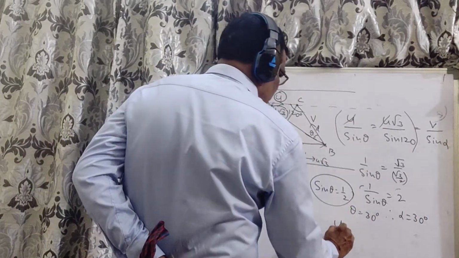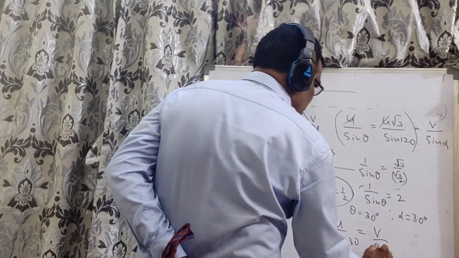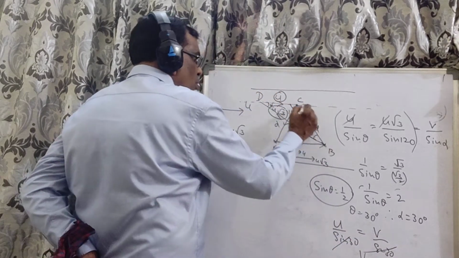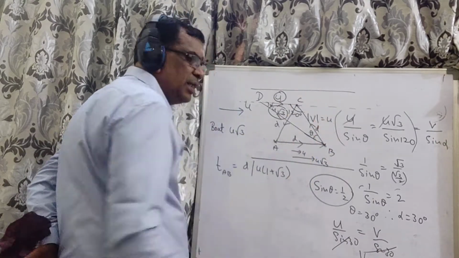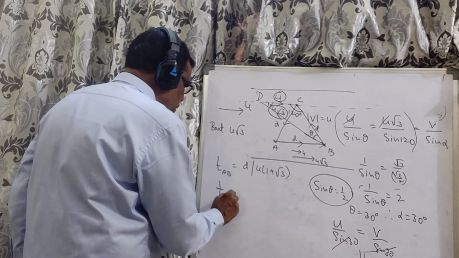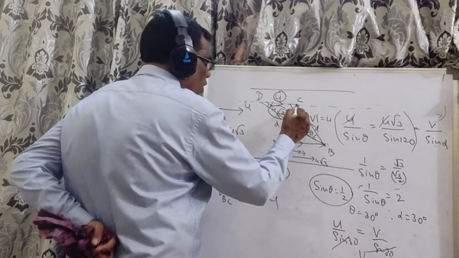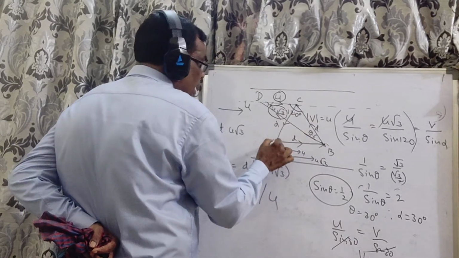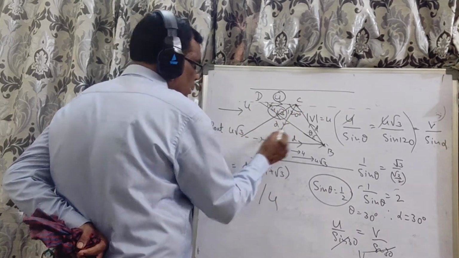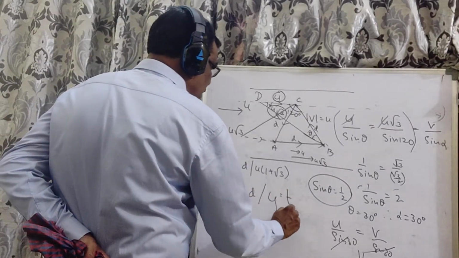So u by sine 30 is equal to v by sine 30, or v is equal to u. See, so this is nothing but u. Therefore, time from B to C is d by u. Now this is similar to this. Why? It has to reach A. So how should it go? It should go so that it reaches. Same analogy you can apply and then write it down as A.